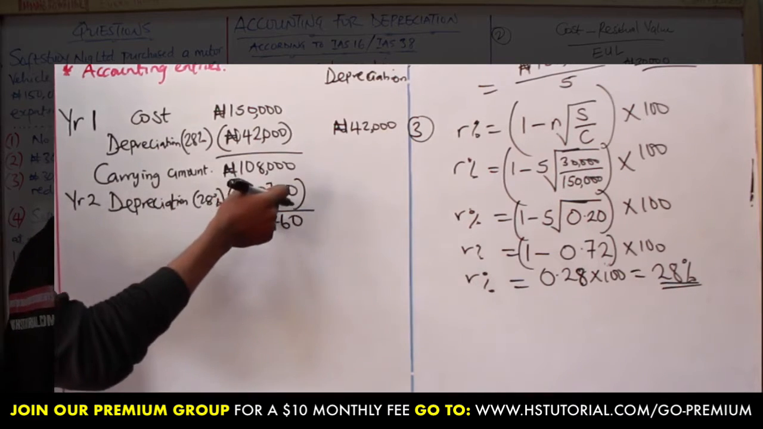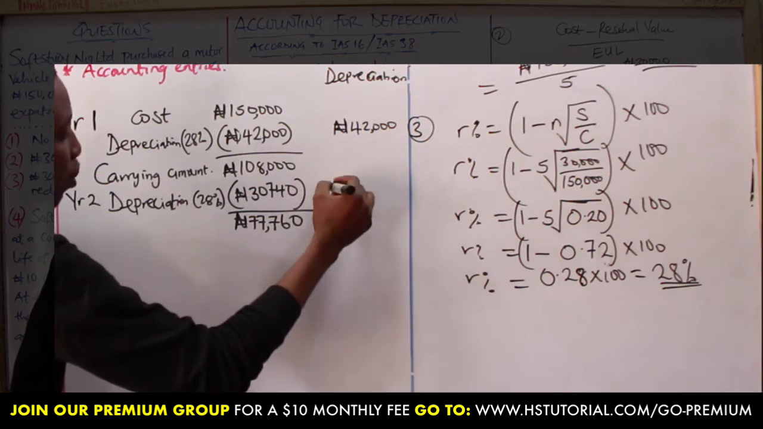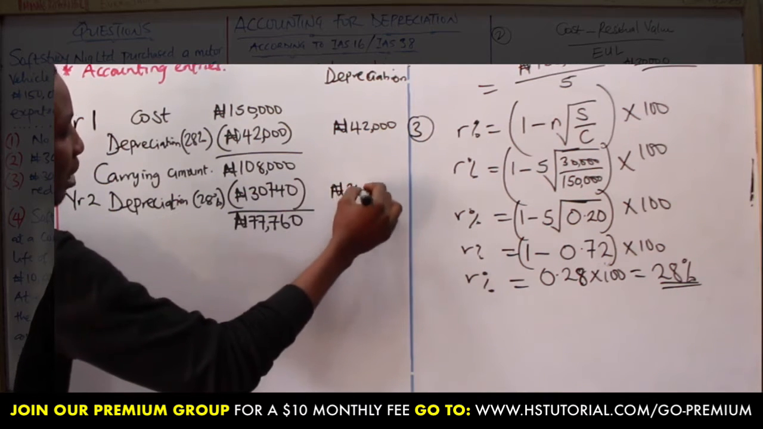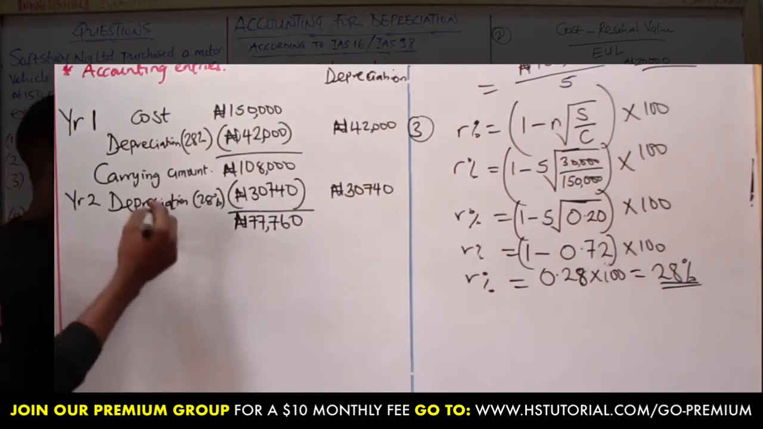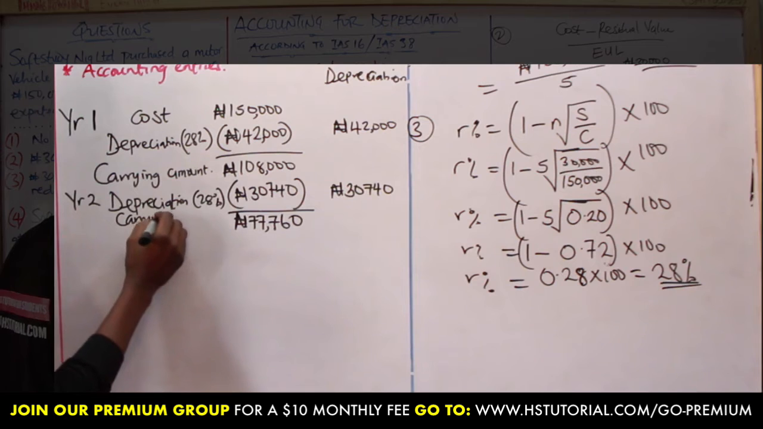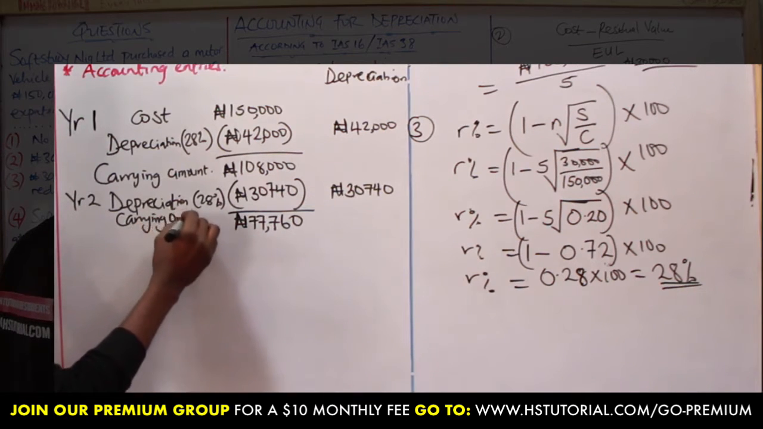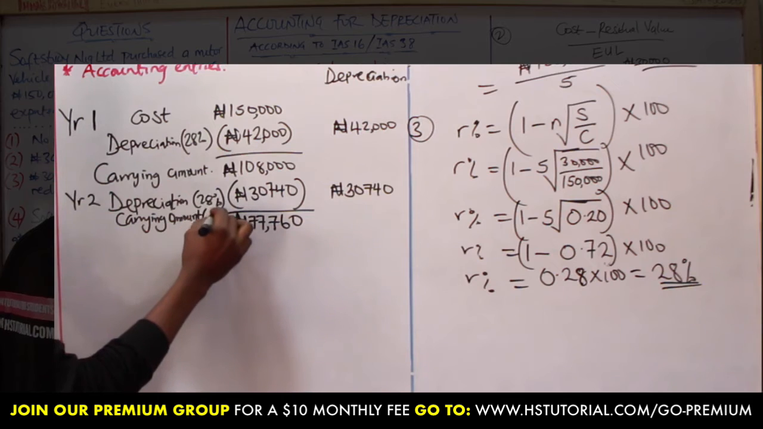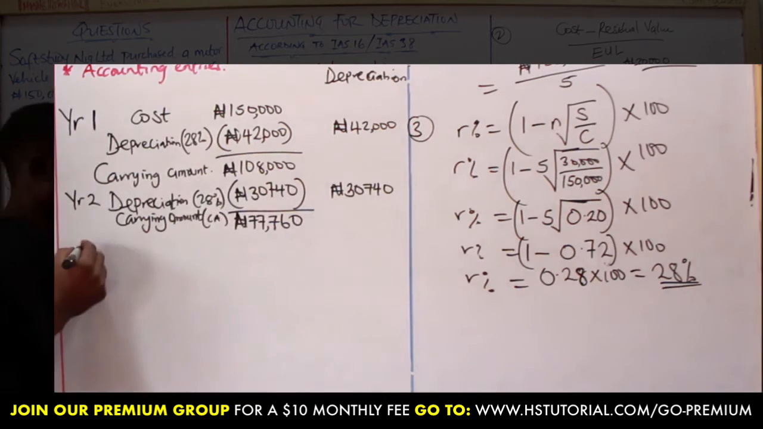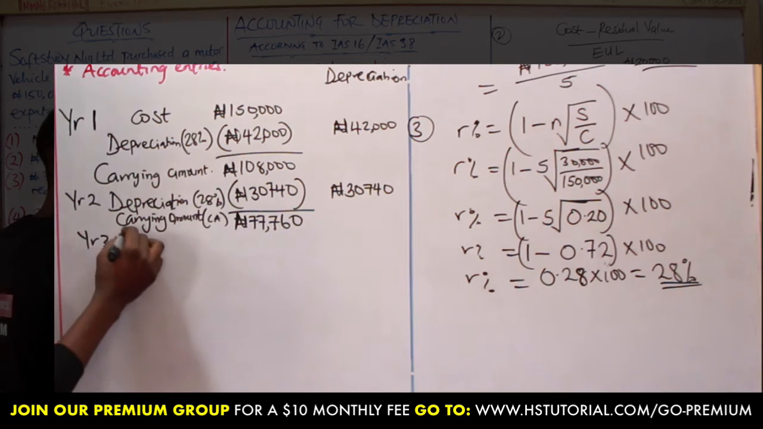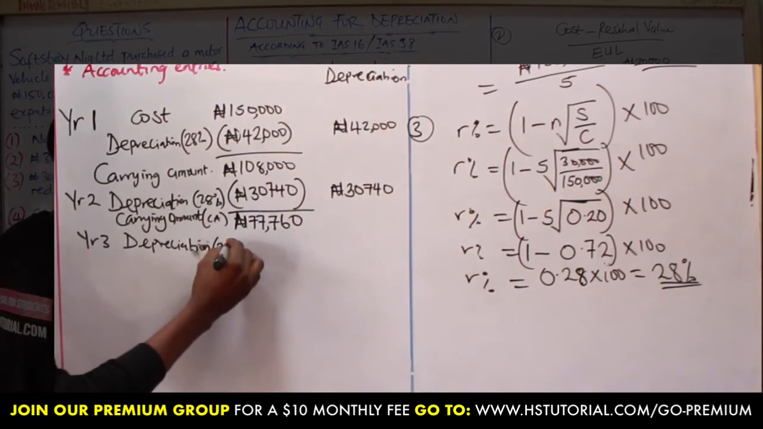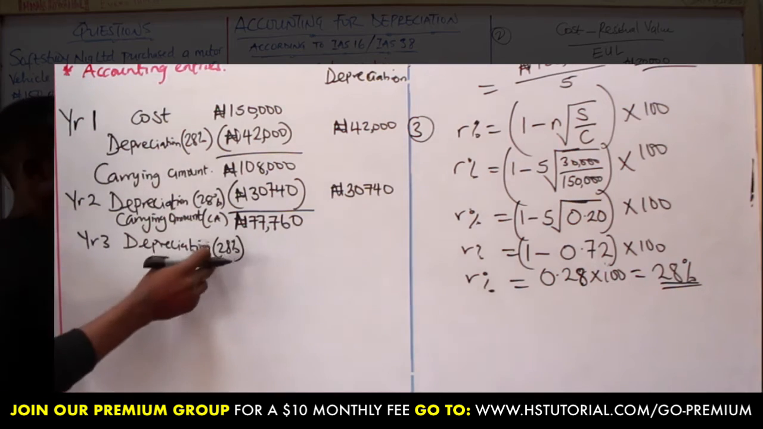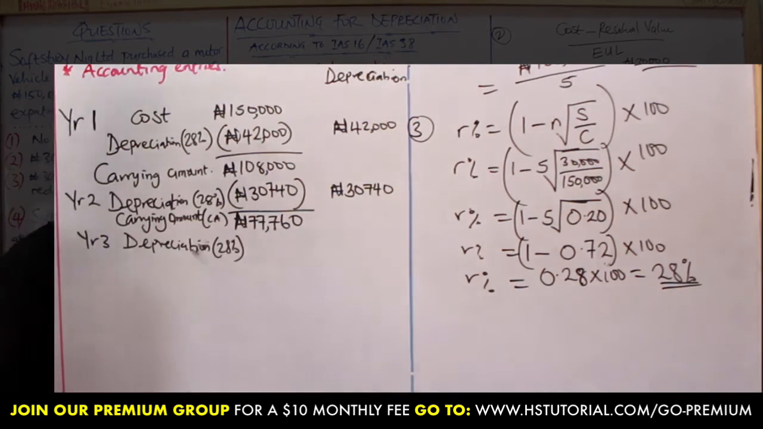You will have to bring the 30,740, which is your depreciation, out so that you won't mix it up or take time to be searching for it. Then this is now your new carrying amount. I will be representing carrying amount with CA. So for you to get the depreciation for your year 3, you write depreciation, then you apply the 28% of 77,760, which will be what?